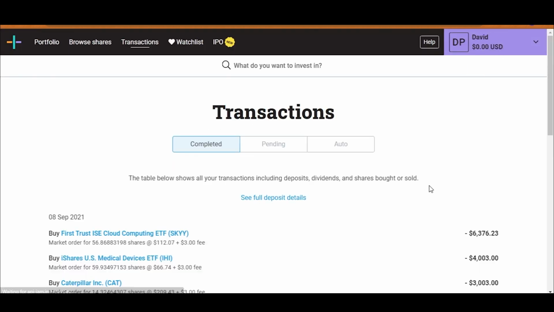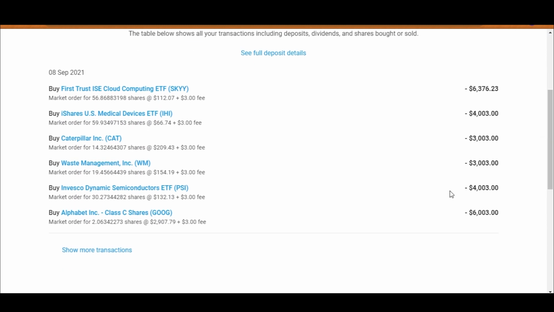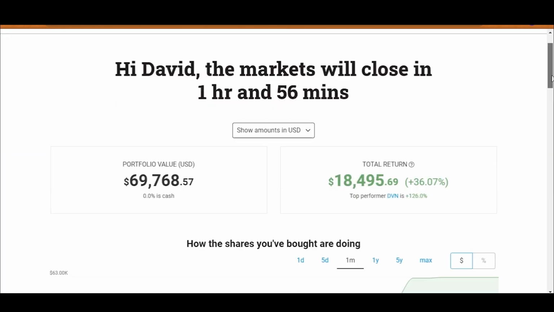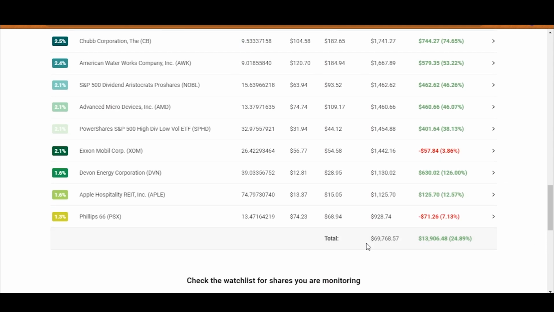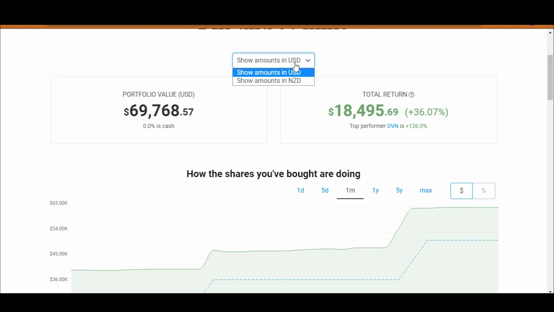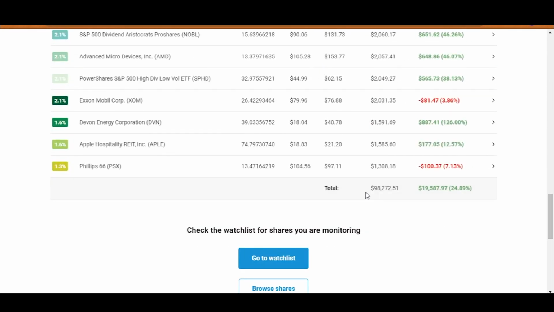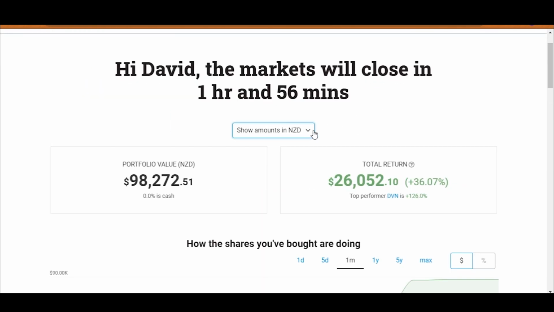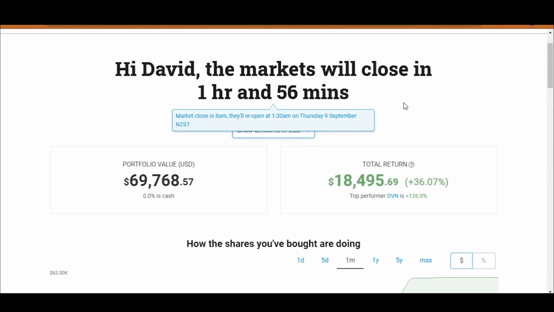See all transactions, and here we go. I have spent a lot today. So this is a nice summary of what we did today, and we will keep a track on how well these investments will go. Come back to the portfolio. Come down a bit. My current portfolio is $69,768. If you were to change that to New Zealand dollars, just to give you an idea, it is now $98,272. Gained about 24%, which is nearly $20,000. So we will keep a track on how much we can get this number up. Come back to the top, change that to US. There's an hour and 56 minutes remaining, but I'm going to go to sleep now because it's crazy early in the morning.